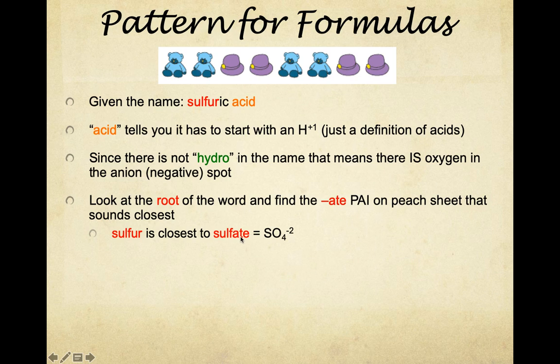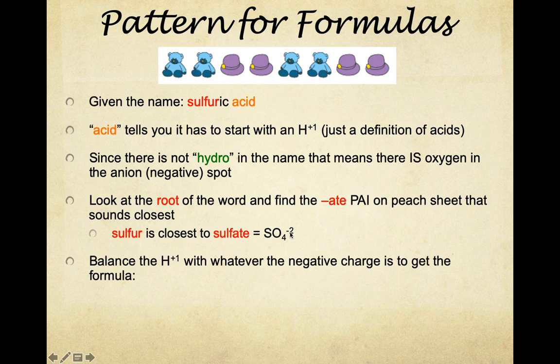So it's not sulfite. It's not bisulfite. It's nothing else. It's just the -ate ending. So sulfur from the name tells us to find sulfate on the ion guide sheet, and it would be SO4 with a -2. All right. And then we do our same chemistry math like we've done for other places. Balance the H plus with whichever negative charge we have. So if this is a +1 and that's a -2, I need 2 of these, which will be a +2 to balance the -2. The formula becomes H2SO4, sulfuric acid.